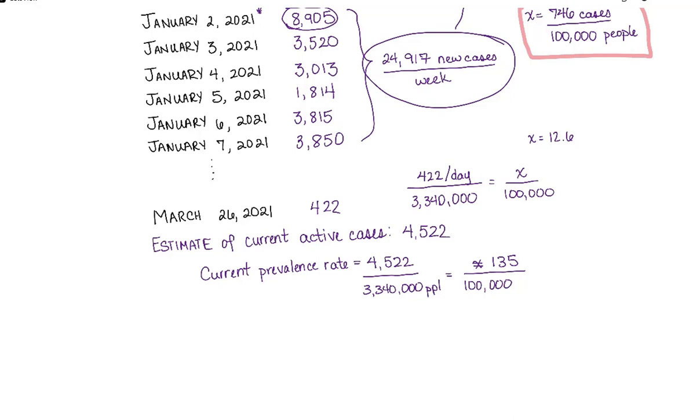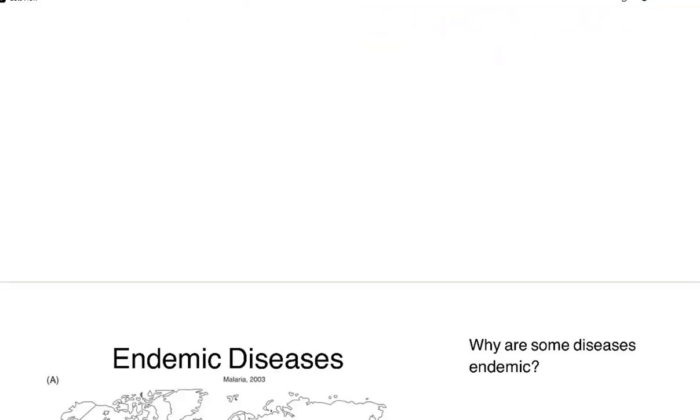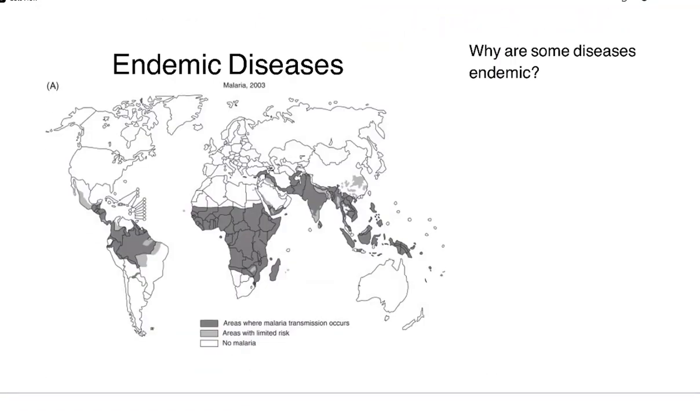So now that we've finished looking at some numerical ways to quantify the spread of disease, let's take a look at some terms that are applied to how disease is spread. When we think about diseases and the way that they are spread, there are some names that we can apply to these diseases. And again, I'm specifically referring to infectious diseases.